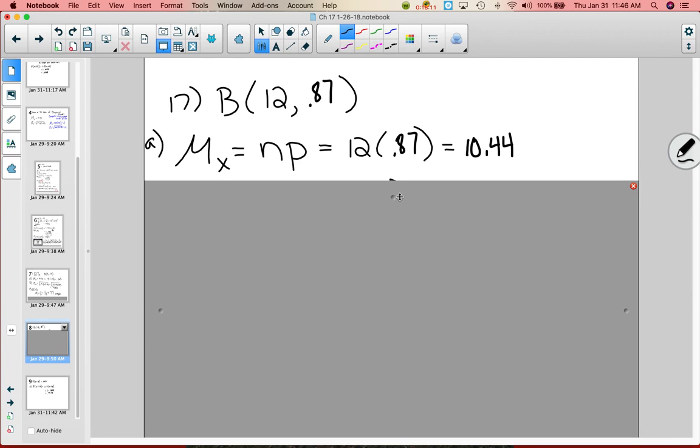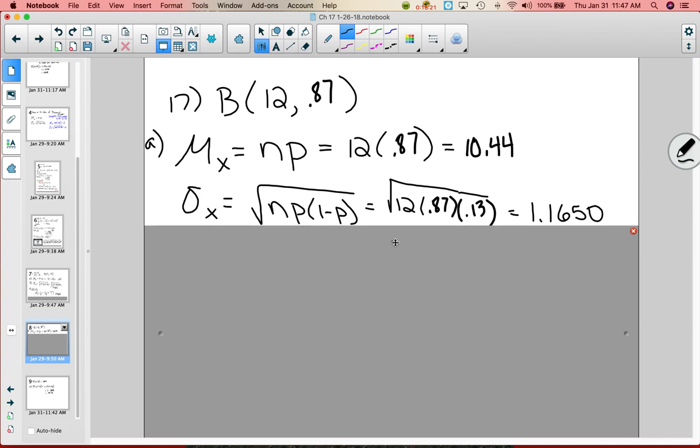So the expected number of right-handers in the group is 12 times 0.87, using that formula, and we get 10.44. And the standard deviation, when you substitute the values into the formula, you get 1.1650 if you round to 4 decimal places.